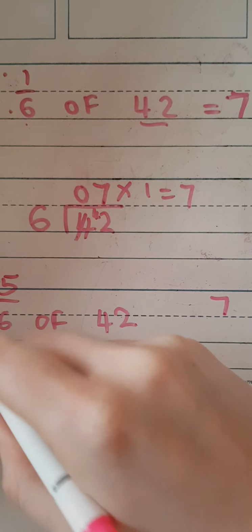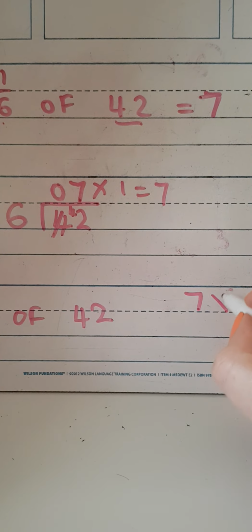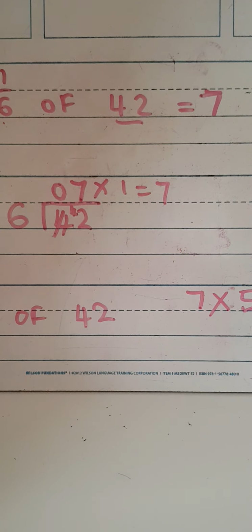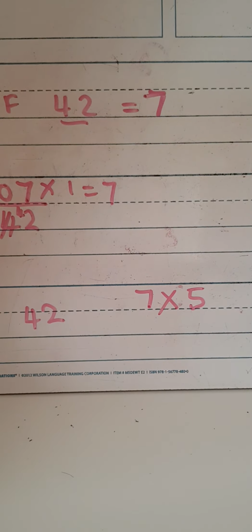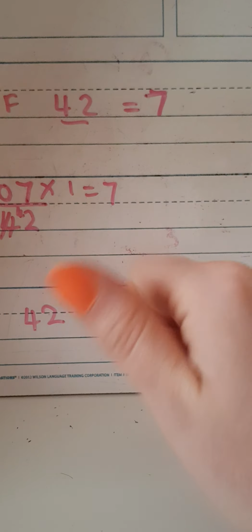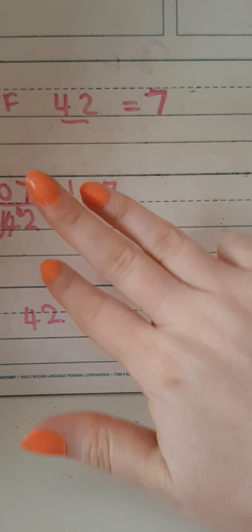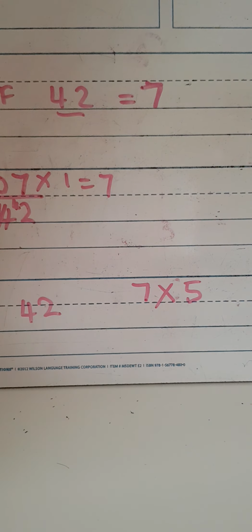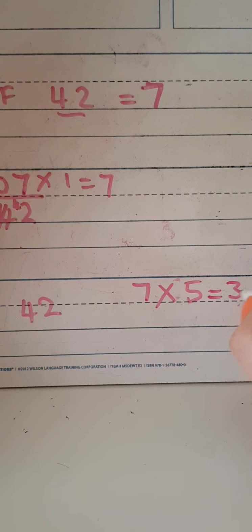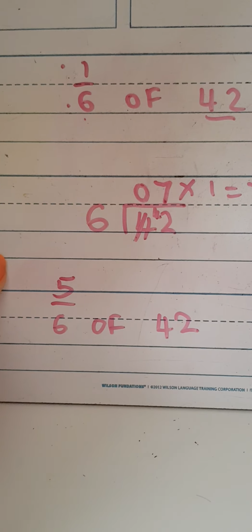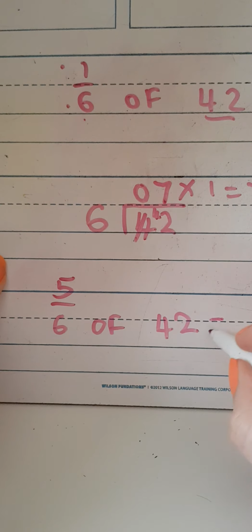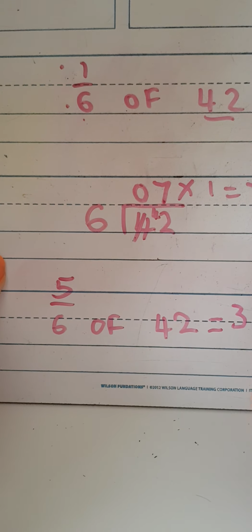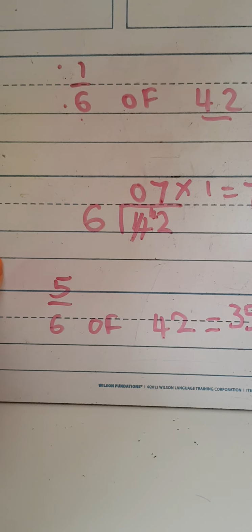But now we need to multiply it by the top. So 7 multiplied by 5. Now I know everybody knows their 5 times tables, so I'm going to use them. 5, 10, 15, 20, 25, 30, 35. So we have just found out that 5/6 of 42 equals 35.